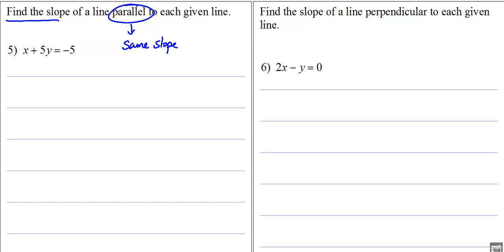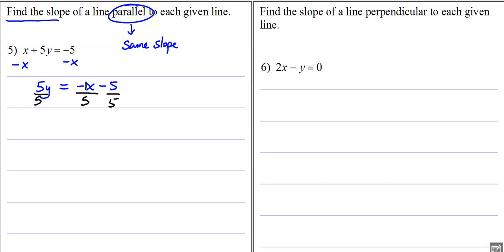So when I look at number 5, I don't know what the slope is, so let's find it. The first thing I'm going to do is rewrite it in slope-intercept form. And I get negative x minus 5 on the right. Divide everybody by 5.